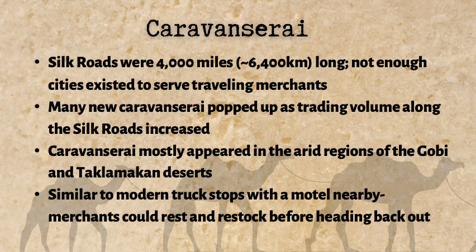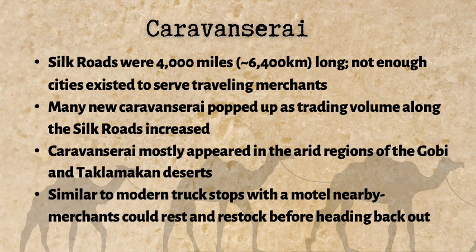We briefly discussed the caravanserai as one of the factors that led to the growth of the Silk Roads because they made travel through dry deserts possible, but many sprang up as a result of increased trading along the Silk Roads as well. These caravanserai were not cities, but more akin to something like a motel adjacent to a truck stop on our modern interstates or highways. In the dry, arid regions of the Gobi Desert and the Taklamakan Desert, these caravanserai were a necessary part of a merchant's life.